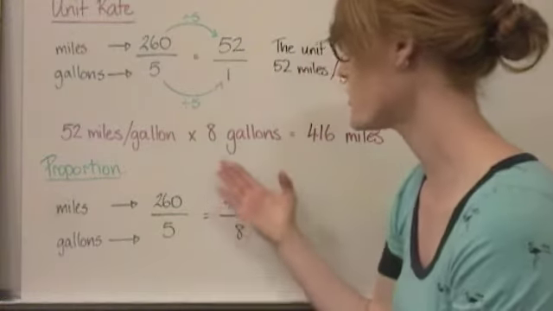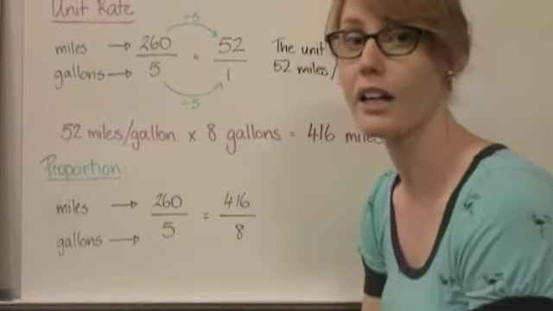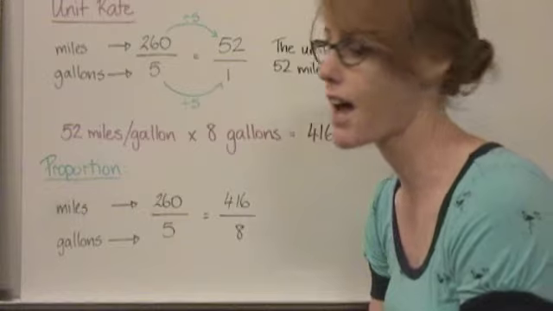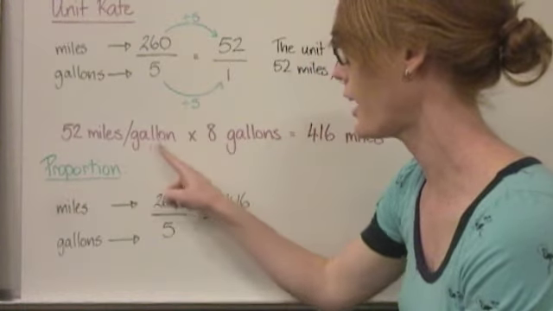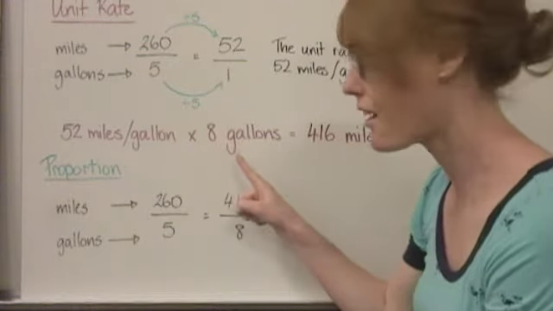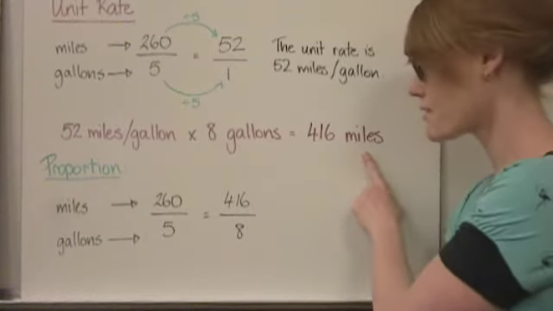Now I can use this unit rate to find out how far the car can travel using 8 gallons of gas. So I use my unit rate of 52 miles per gallon and I multiply it by 8 gallons of gas. And that will give me 416 miles.